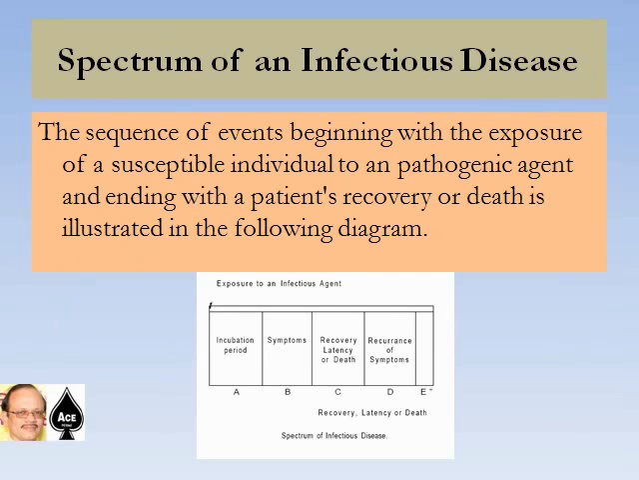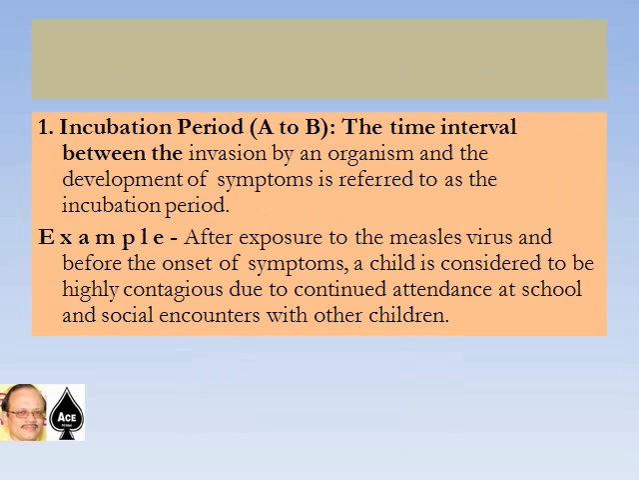Spectrum of infectious disease. The sequence of events beginning with the exposure of a susceptible individual to a pathogenic agent and ending with the patient's recovery or death is illustrated in the following diagram. Exposure to an infectious agent. The A, B, C, D, E are noted down. A means the incubation period, B is the symptoms, C is the recovery, latency or death, and D is the recurrence of symptoms. And last is death. That is the spectrum of infectious disease.